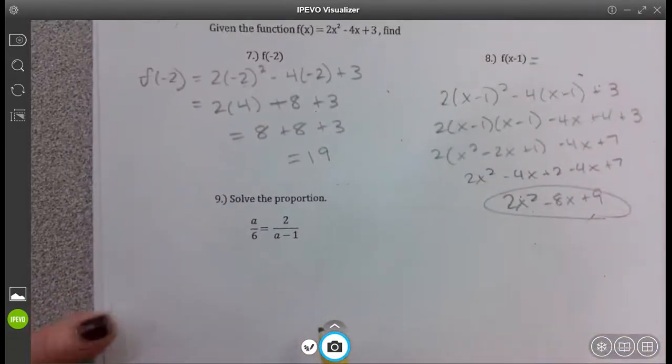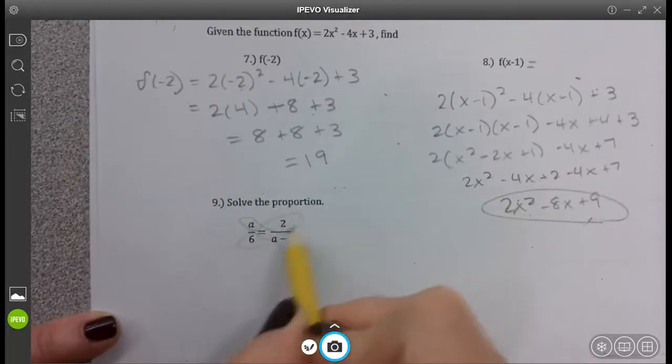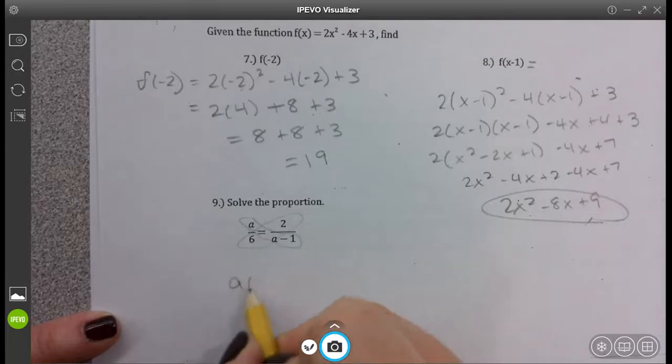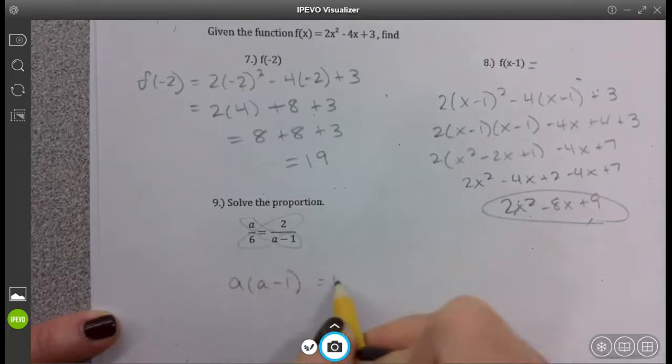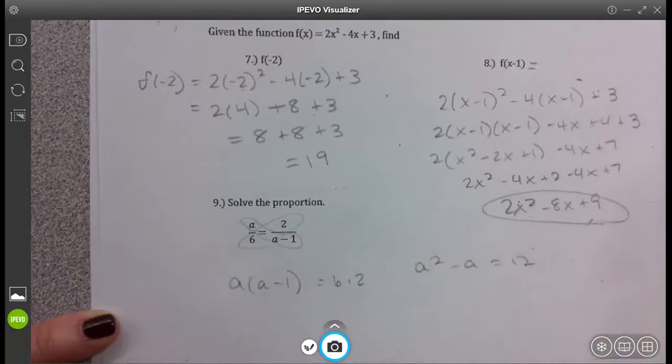Okay? Here, it says solve the proportion. Okay? We were talking about proportions because we were talking about direct variation. So a times the quantity a minus 1 is equal to 6 times 2. A squared minus a equals 12. Since it said solve, you have to bring everything to one side and factor. You know it's going to be a and a.